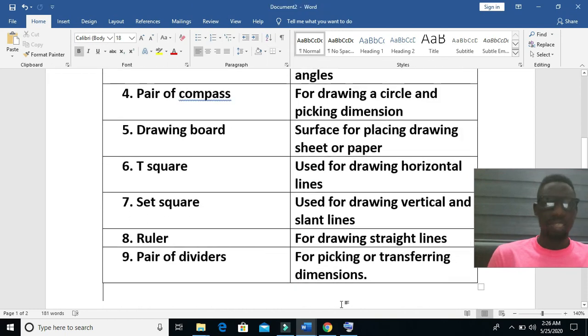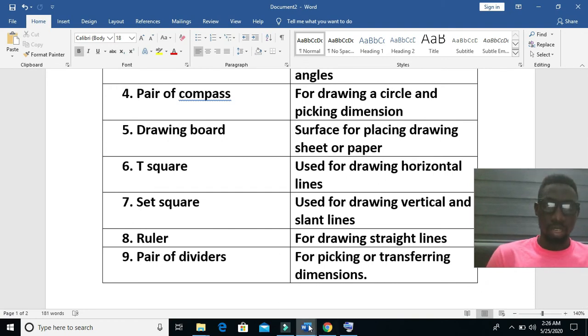And the last instrument we are going to be considering today for drawing is a pair of dividers. It's also a familiar one. It is found in our mathematical set. It is used for picking or transferring dimensions. Like I mentioned earlier, dimensions in this case simply means measurement, a particular measurement. Okay, so a pair of dividers is used for picking or transferring dimension. Maybe you want to use a particular measurement. You have drawn something, you want to use that particular measurement, so you just use a divider, put it on the 2 endpoints, measure it and transfer it to wherever you are taking it to.